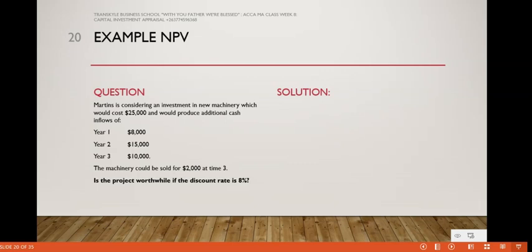So let us do this example and see where we can get. Martins is considering an investment in new machinery which would cost 25,000 and would produce additional cash inflows of 8,000 in year 1, 15,000 in year 2, and 10,000 in year 3. The machinery could be sold for 2,000 at time 3. Is the project worthwhile if the discount rate is 8%? So our discount rate is 8%, and it is going to be applied the way we did when we were looking at present values in our first video. For the present value computation, you can use tables or your calculator, it doesn't matter.